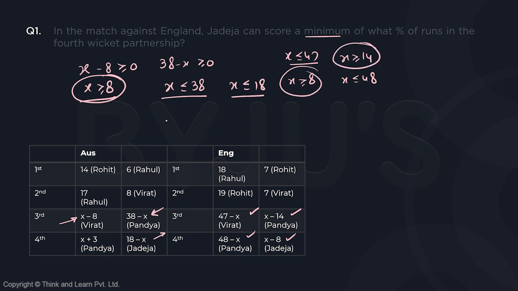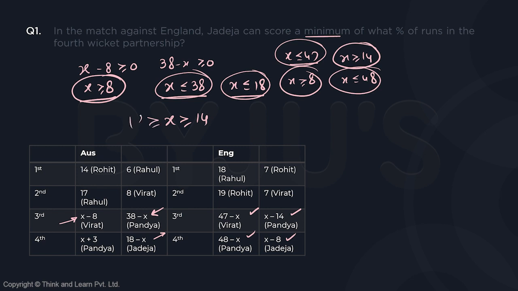Looking at all these three, I can say X must be greater than or equal to 14 because any number which is greater than 14 is automatically greater than 8 as well. But X is less than or equal to 38, 18, 47, 48. Using them, I can say X should be less than or equal to 18 because if a number is less than or equal to 18, it is automatically satisfying 38, 47, 48 as well. But if the number is slightly above 18, it would not satisfy the condition of X being less than or equal to 18. So the range of X is this.